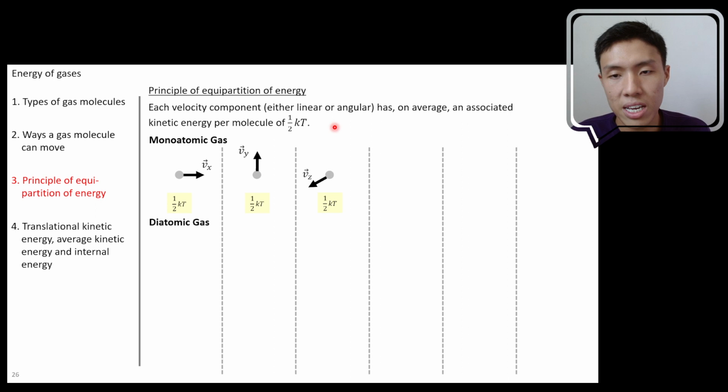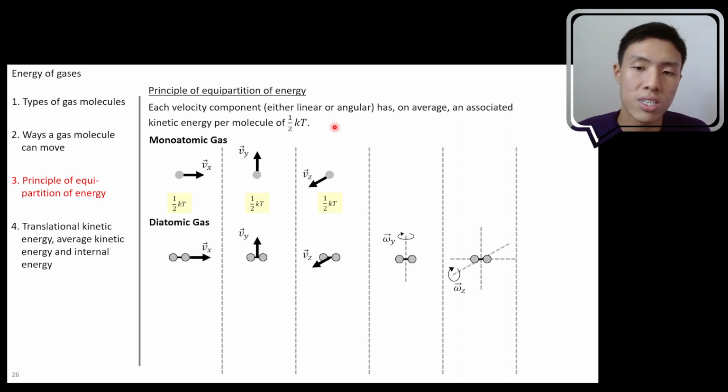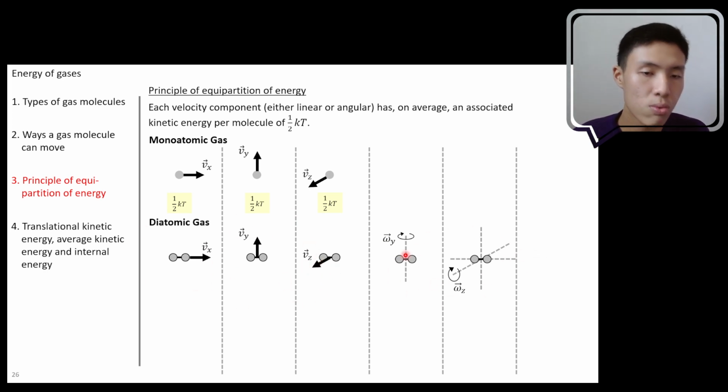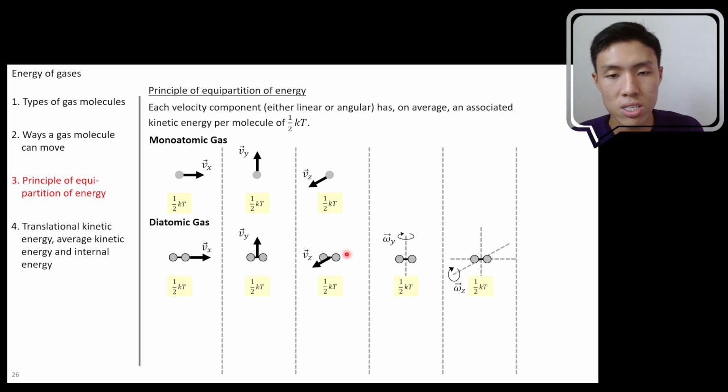For diatomic gas molecules, you have 3 ways to translate and 2 ways to rotate. The 3 ways to translate will have a half kT associated with each. Then the 2 ways you can rotate will each have half kT associated with them as well. So each way that you can move deserves a half kT of kinetic energy per molecule.